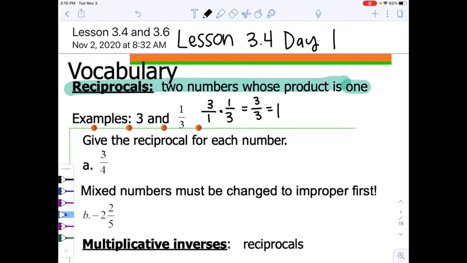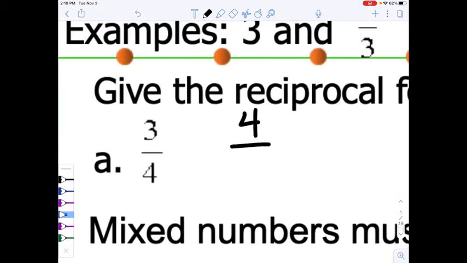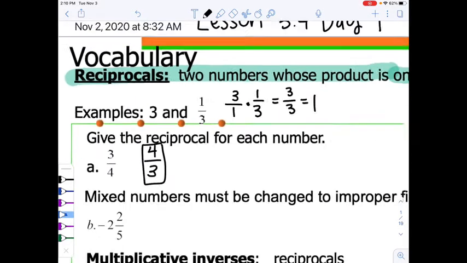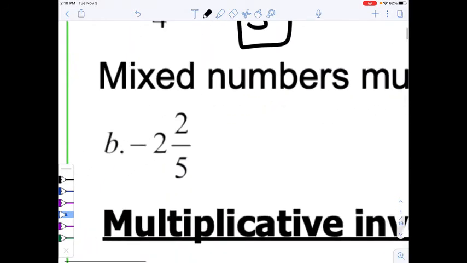So basically, to find a reciprocal, all you have to do is take your number and flip it around. So the reciprocal for 3/4 is just 4/3. So again, I just take that fraction and I flip it around. Mixed numbers must be changed to improper first before we can find the reciprocal. So -2 and 2/5. We're going to use our strategy of MAD. Multiply, add, keep the denominator.